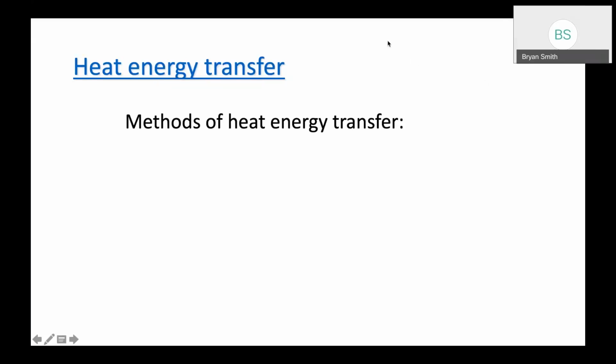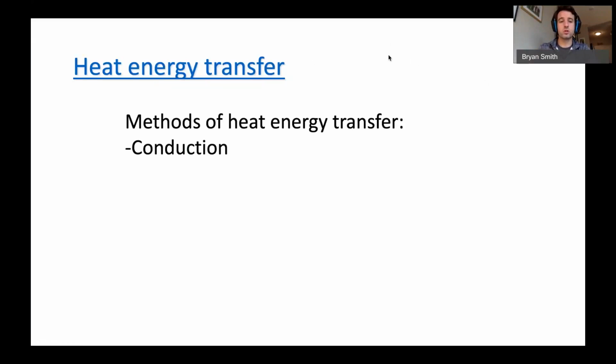Hey guys, today we're going to be talking about heat energy transfer. So there's going to be three terms you're going to need to know by the end of the day. First one is conduction, convection, and then radiation.